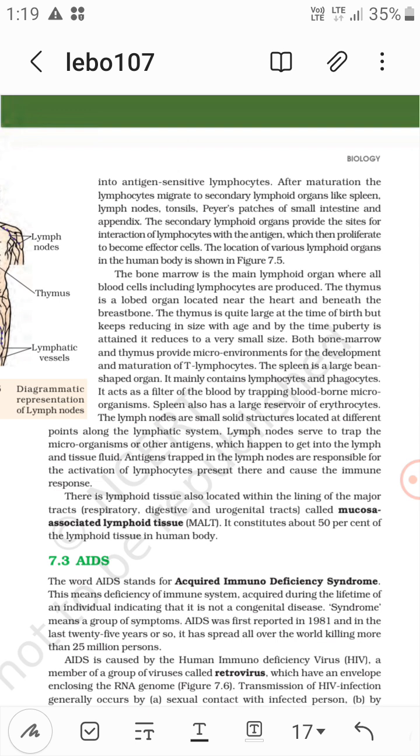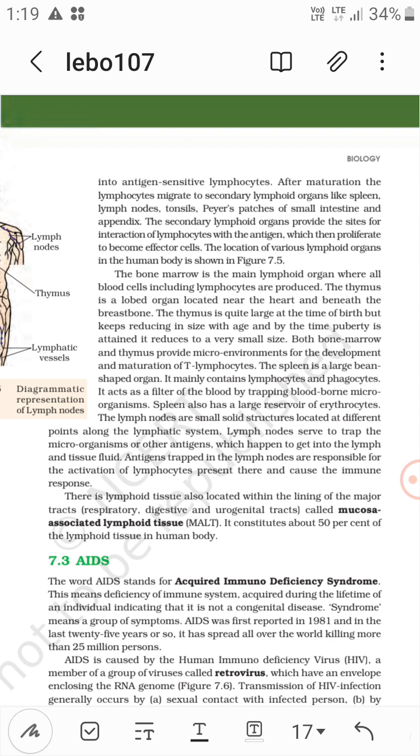The thymus is quite large at the time of birth, but it keeps reducing in size with age, and by the time puberty is attained, it reduces to a very small size. Both bone marrow and thymus provide microenvironments for the development and maturation of T lymphocytes, right?